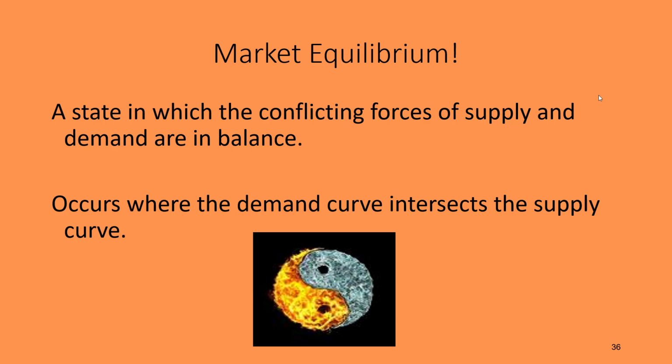So these two conflicting forces are going to butt up against each other, and they're going to find a particular point where they are in harmony, and that point is called market equilibrium. And this occurs where the demand curve intersects the supply curve. So with that in mind, this is where we find a perfect balance between buyers and sellers.